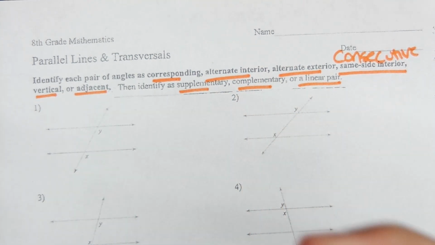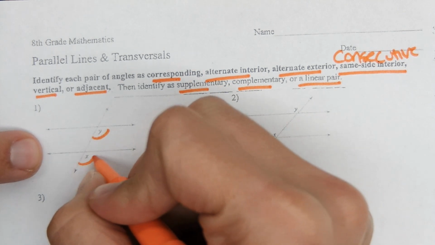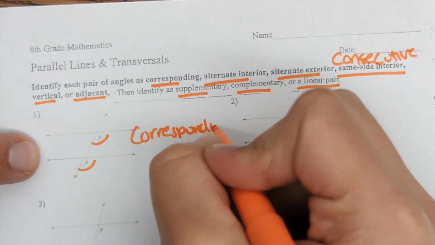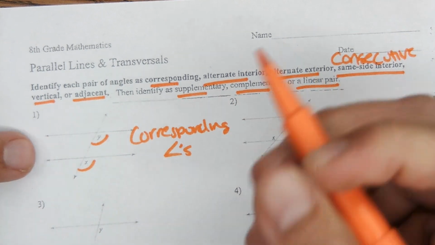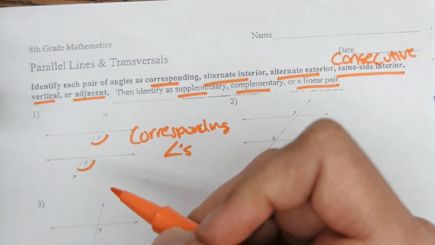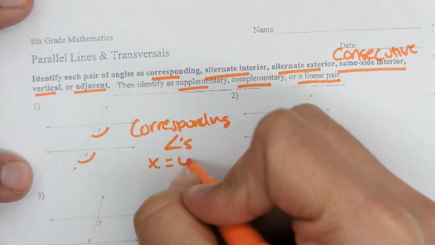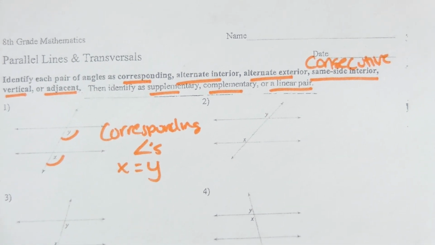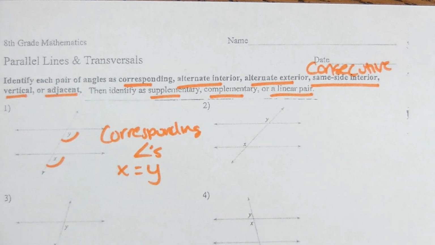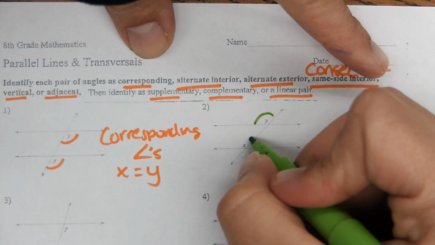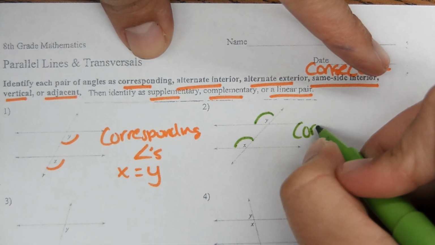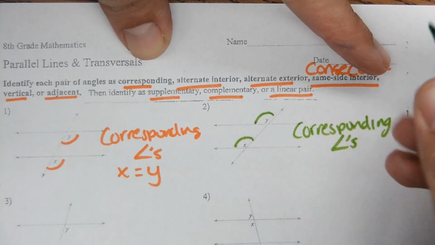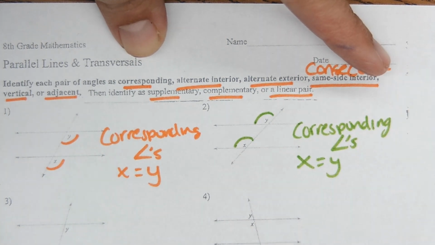Okay, so for the first one, these two angles are corresponding angles. They're on the same side, they're both below the parallel lines, and corresponding angles are equal, so x equals y. Number 2, these are also corresponding angles, and corresponding are equal, so x equals y.